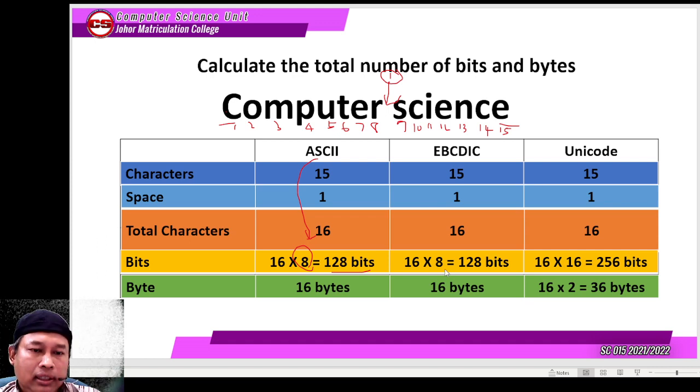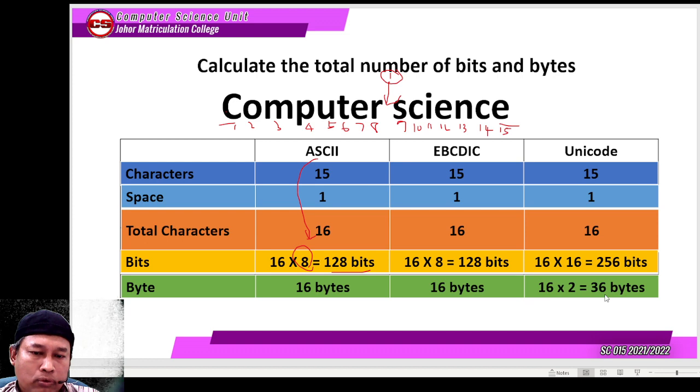8 bits. Now it is different with Unicode, because Unicode uses 16 bits. So the number of characters and spaces will be the same, but the use of bits is different between EBCDIC and ASCII. Unicode uses 16 bits, so 16 times 16 is 256 bits. That means 32 bytes.